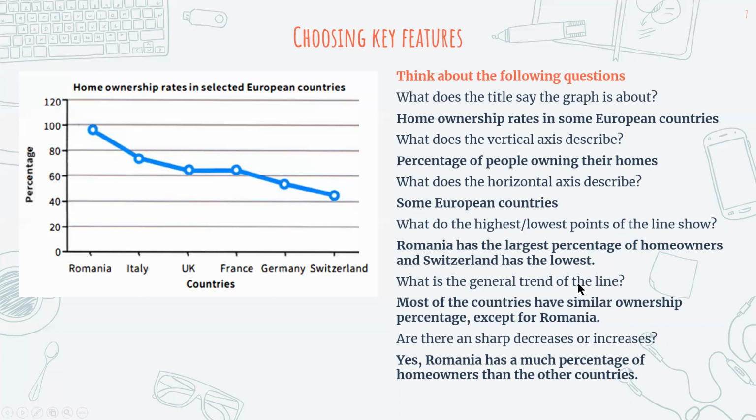What is the general trend of the line? What I mean by a trend is the way that something is happening. It's going up or down. So what's the general trend of the line? It's going down, right? Most of the countries have similar ownership percentages except for Romania. As you can see, they are almost similar, except for Romania, and we could say Switzerland.